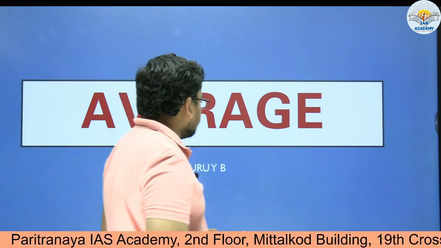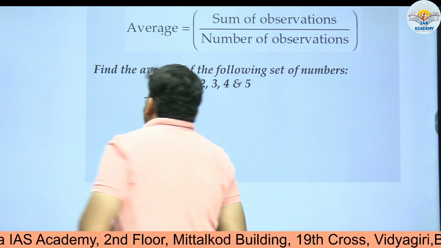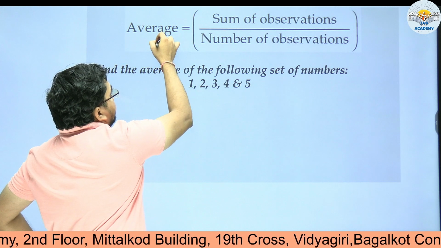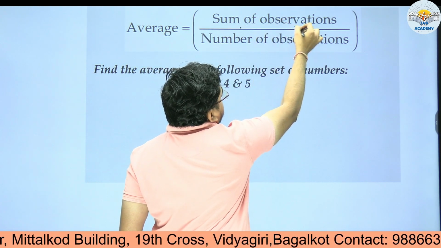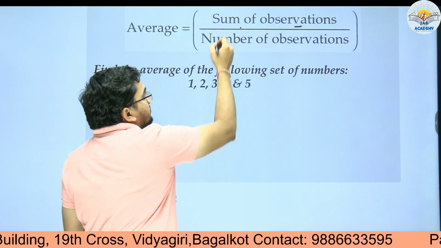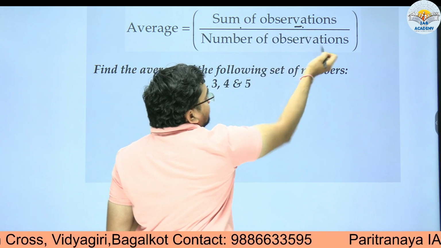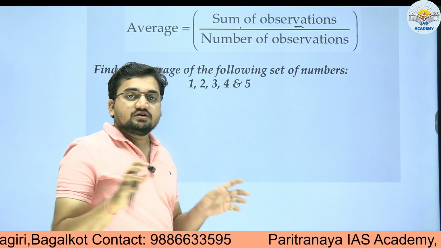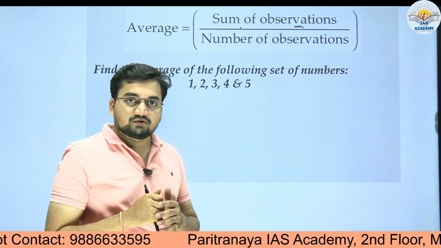Okay, coming to the class, today we are going to take average. So what is average? In mere terms of definition, average is the sum of observations divided by the number of observations. If you are given a group of numbers, sum all the given numbers and divide by the number of numbers you are given.